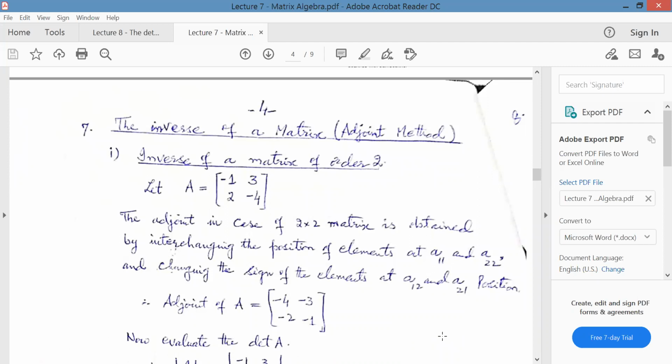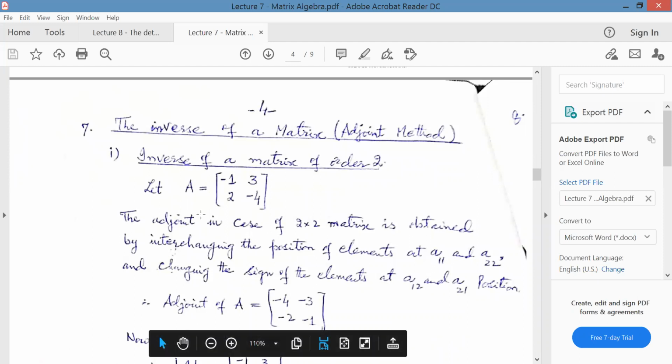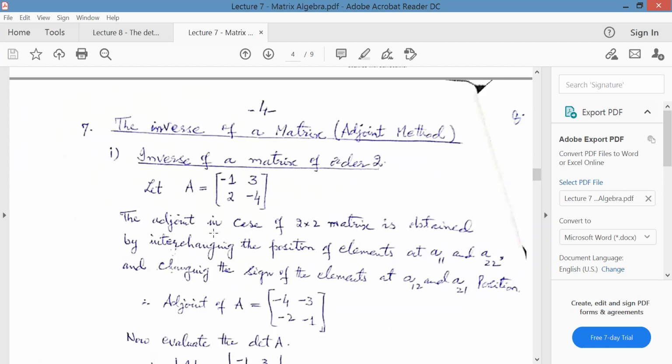I'm taking the first example of order 2 by 2. Let this be matrix A: -1, 3 and 2, -4. The adjoint in case of a 2 by 2 matrix is obtained by interchanging the position of the elements at A11 and A22. The element at the A11 position in this case is -1 and the element at the A22 position is -4. So just interchange. So -4 will come at this place and -1 will come at the 22 position.